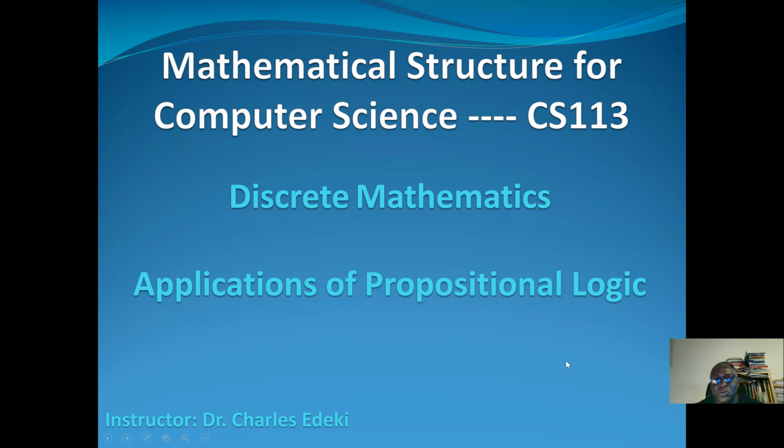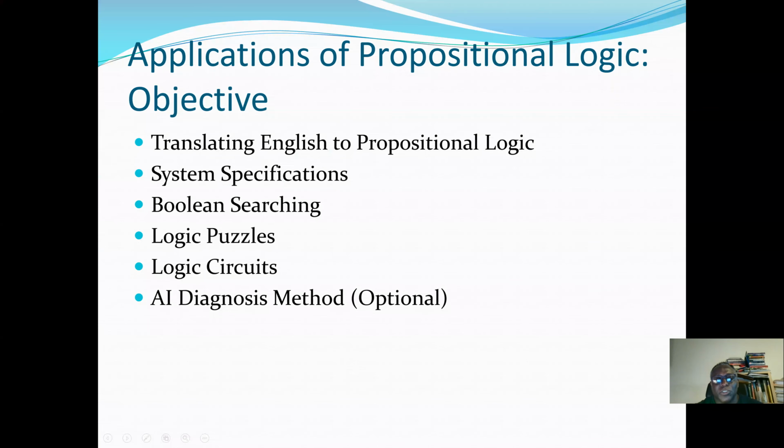In the previous lectures, we discussed propositional logic. In this lecture, we are going to talk about some applications of propositional logic. Our main objective is to go through these 6 applications. The first is how we can use the concept to translate English sentences to propositional logic. Also system specifications, Boolean searching, logic puzzles, logic circuits, and AI diagnostic methods.